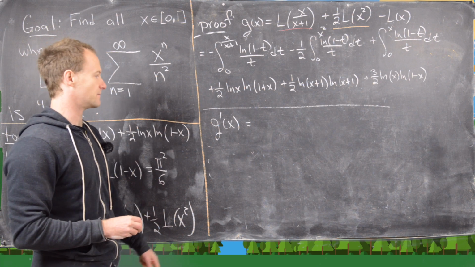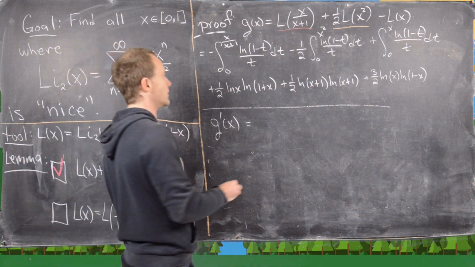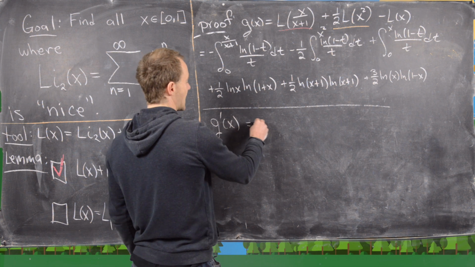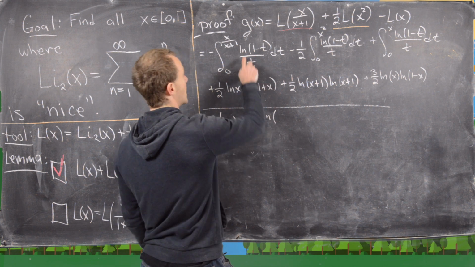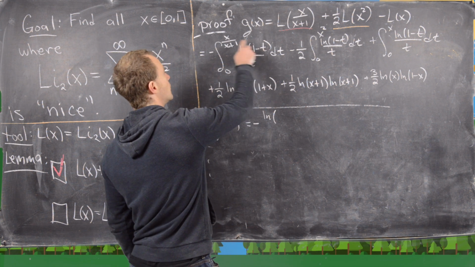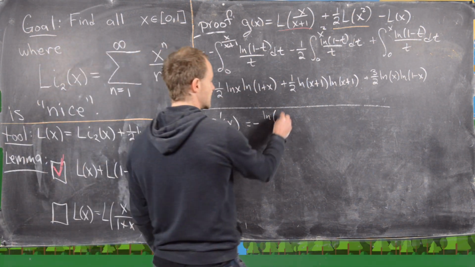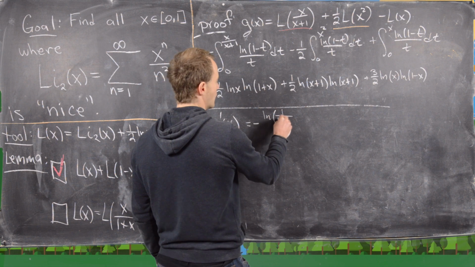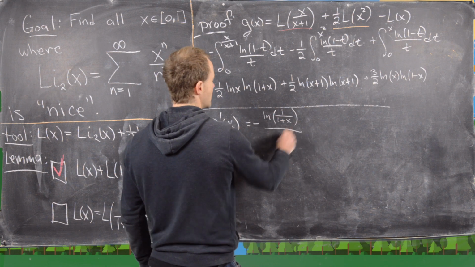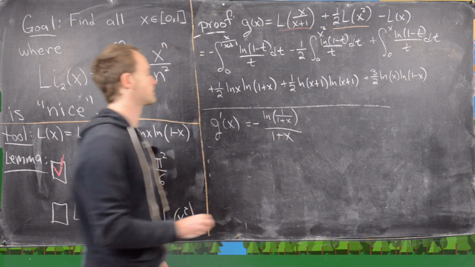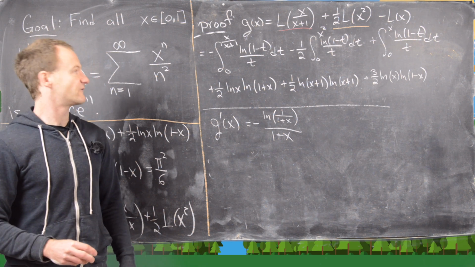and then just using differentiation rules on this type of term. So for this first term, what we need is we're going to have minus the natural log of 1 minus t, where t is evaluated at this thing right here. So notice that's going to give us 1 over 1 plus x. That's what we get, over 1 plus x. So that's what we get for that first one.